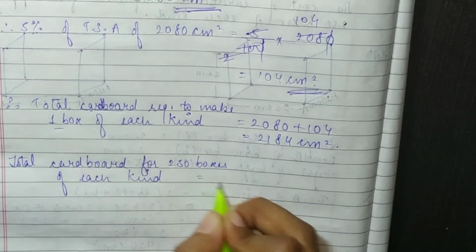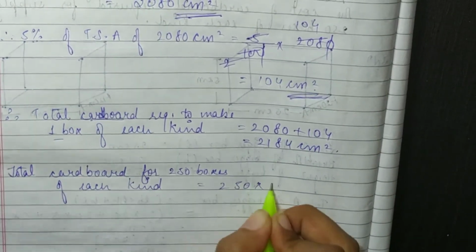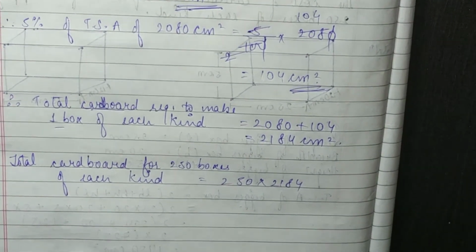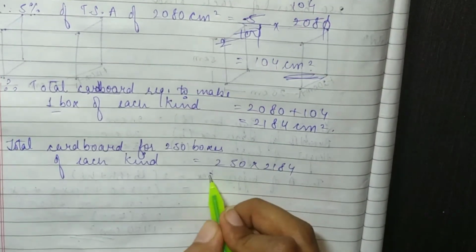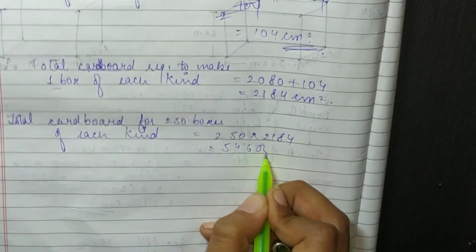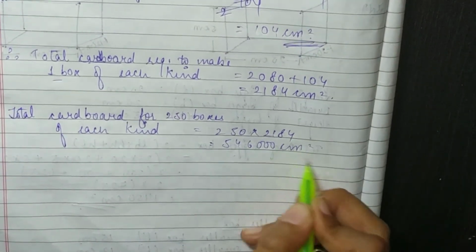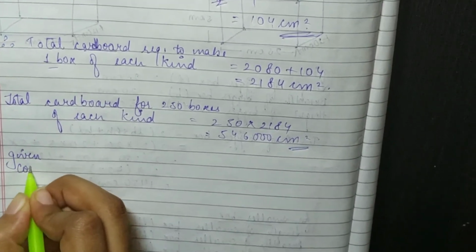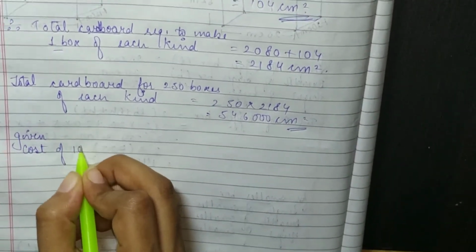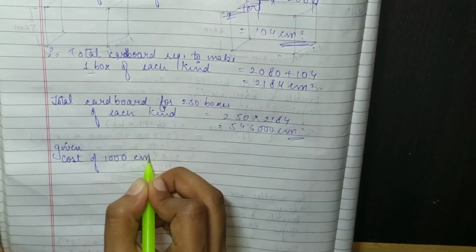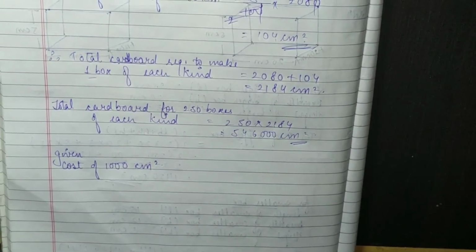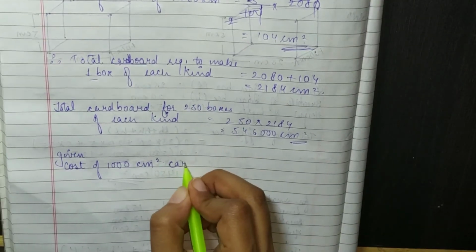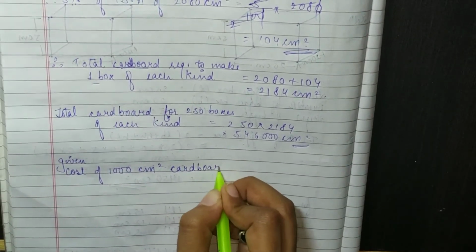Why have we done this? Simply, I have told in earlier videos that if one pen costs rupees 2, then how much is the cost of 4 pens? 4 multiplied by 2. Similarly we multiply 250 with 2184, which gives us the given value, and we have put that. Now given is the cost of 1000 centimeter square cardboard. What is that cost? Rupees 4. Rupees 4 is the cost given for 1000 centimeter square cardboard required.